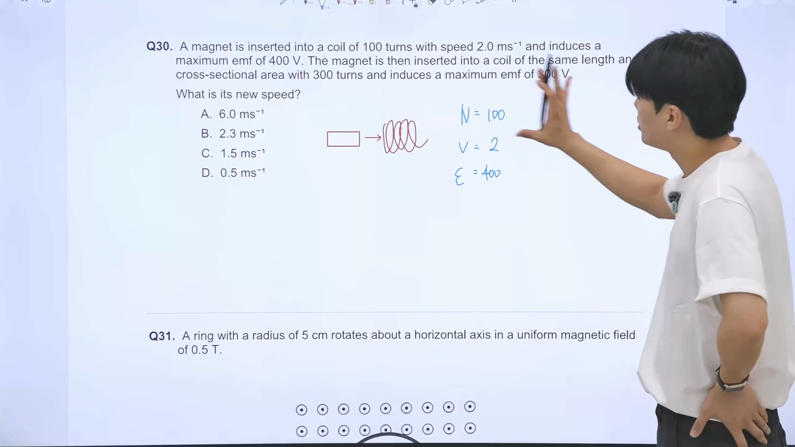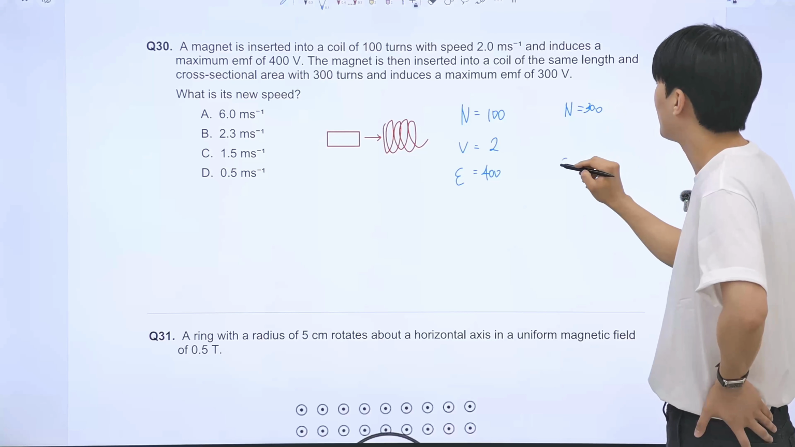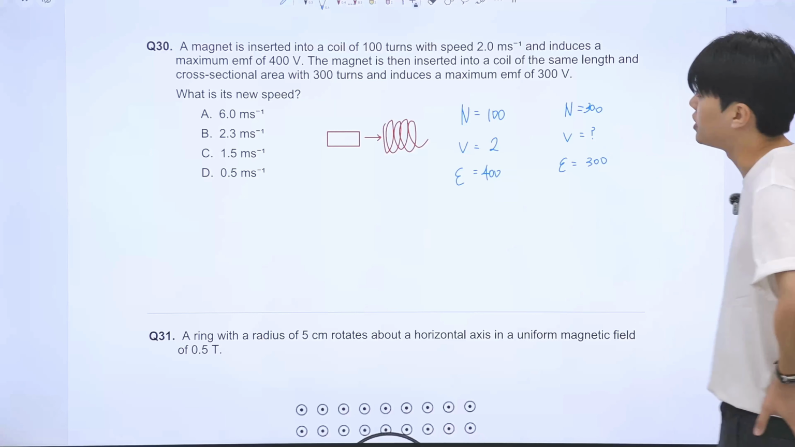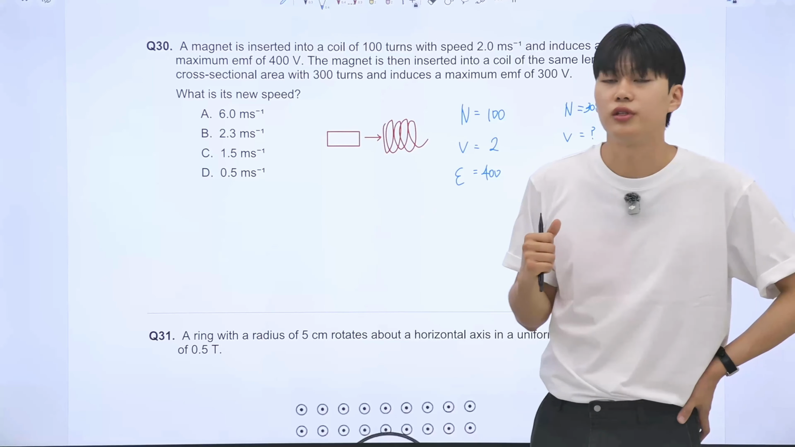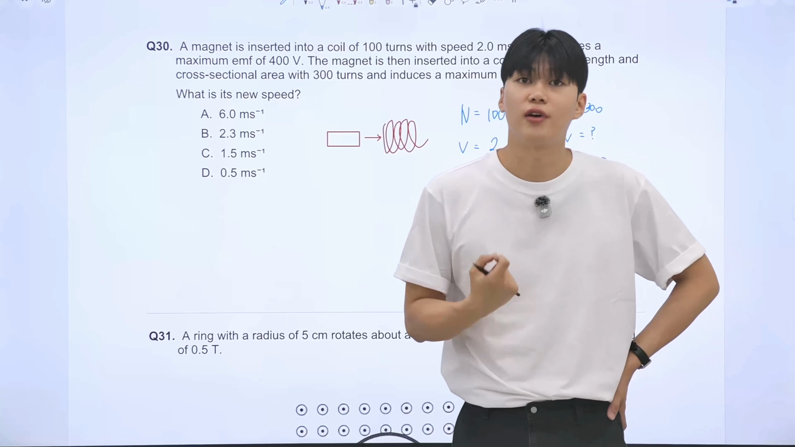And we have the second condition, where the number of turns equals 300, and the EMF induced is 300 volts, and they want to know what the new speed is, okay? And for induction questions, they normally ask for the EMF, right? For the induced EMF, we have something called Faraday's law.